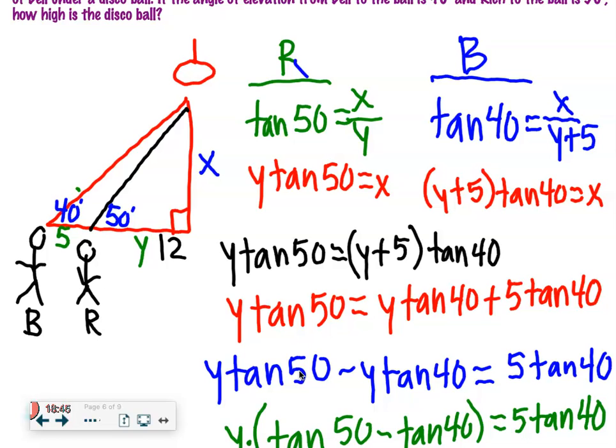So first step, we had to write our two trig equations for Bell and Rich. That was here. And then we had to get them equal to the same variable, so we can set them equal to each other. That's why they're both equal to x. And then it just turns into algebra. We distributed, subtracted over, and then we factored out a y.